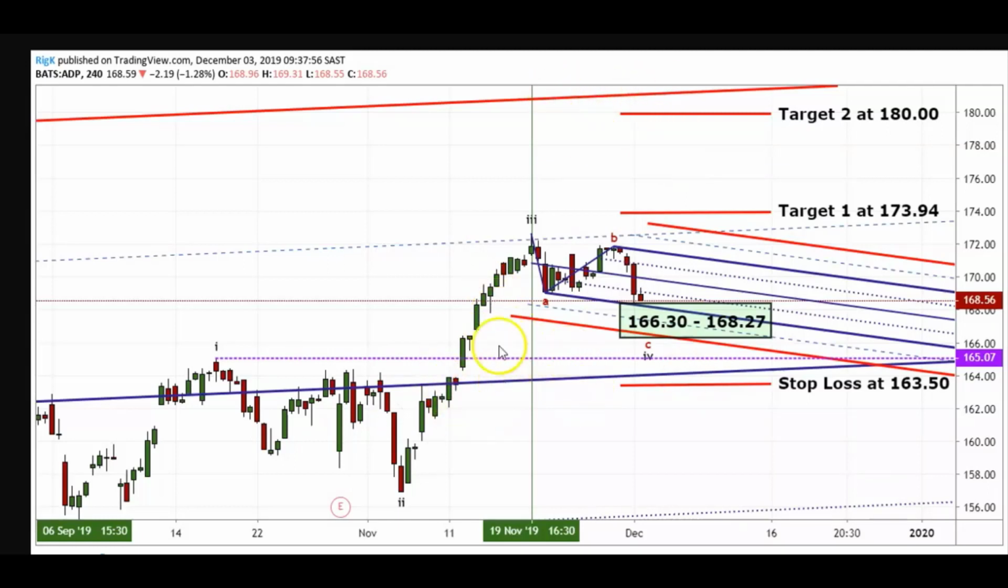Now I'm zoomed in here quite a bit, so you can't really see that, but that's just to illustrate to you guys that I thought we're going to get another wave higher, and that ADP started correcting here. So this was on the 3rd of December last year that I started looking at ADP, and I identified a zone that I would like to trade from.